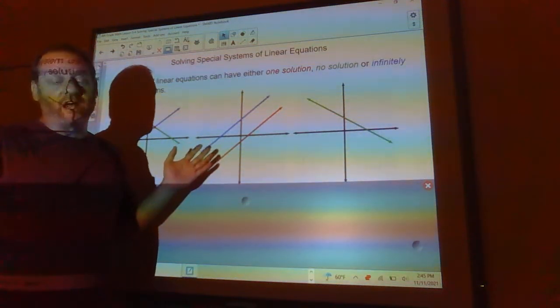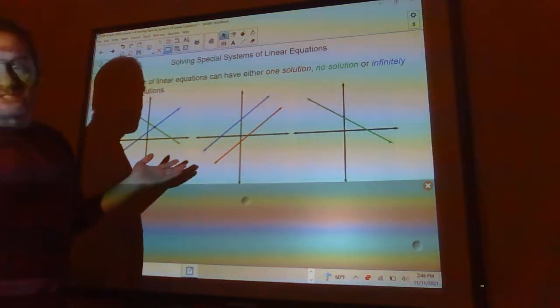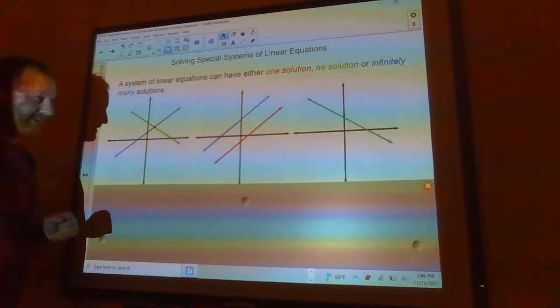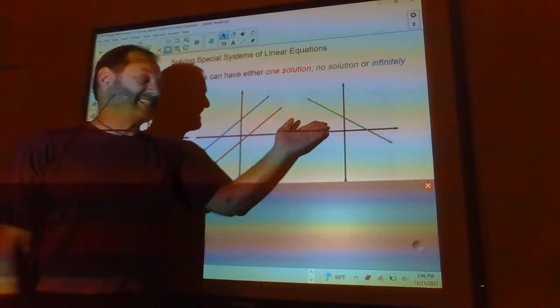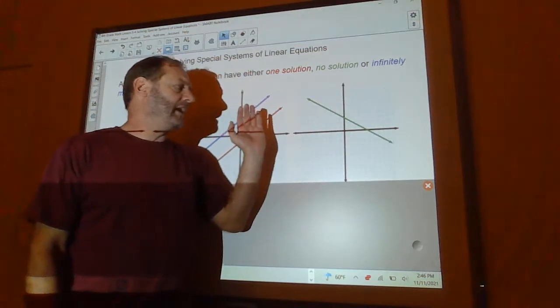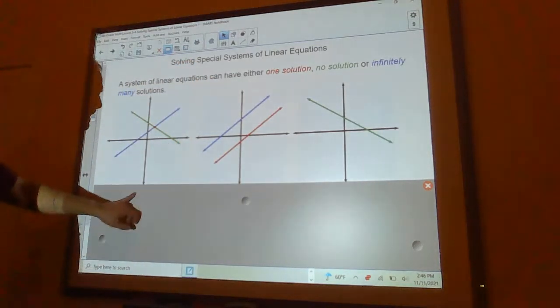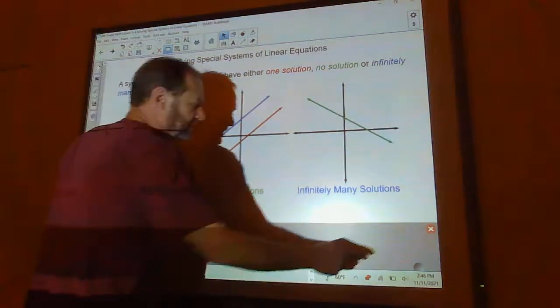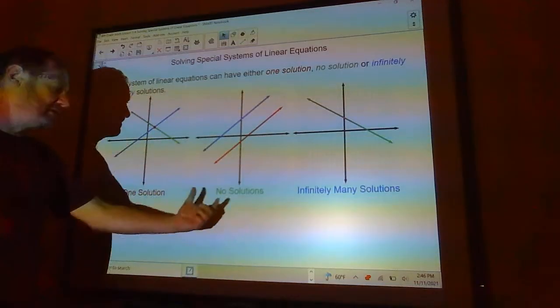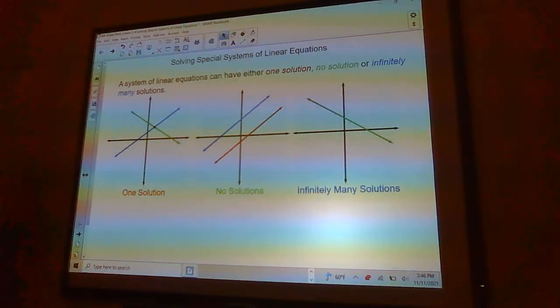They can be parallel lines, in which case there's no solutions because they never cross each other. And then they can both be the same line, and then you have infinitely many solutions. Okay, so there's your three choices right there. Either one, none, or infinitely many solutions.